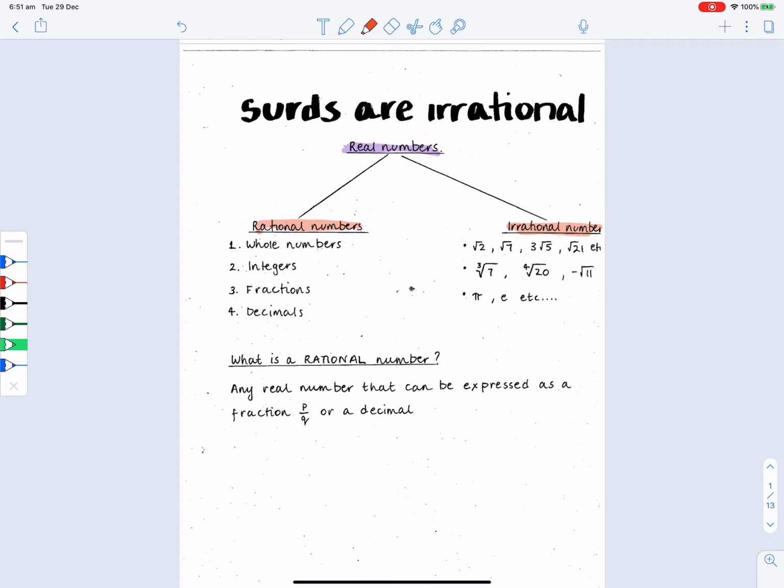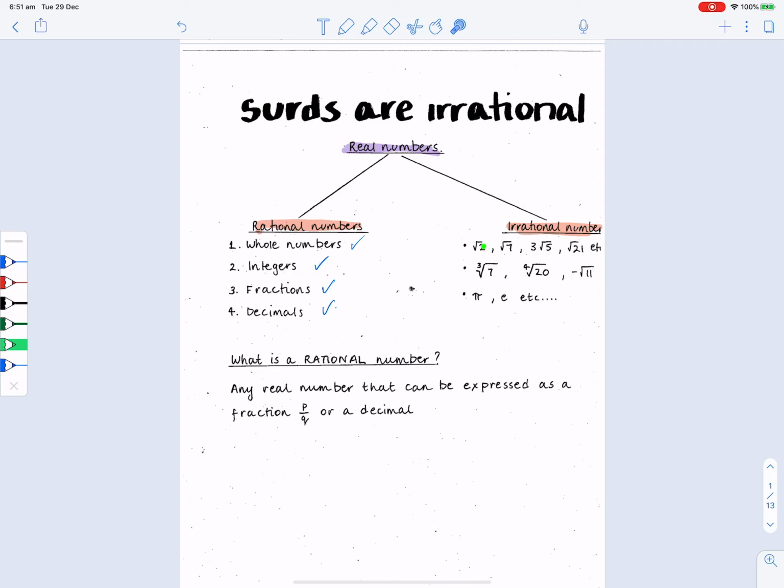So if you look at whole numbers, okay, whole numbers can be expressed as a fraction or decimal. Like if you've got the number 7, you can write it as 7 over 1 or 7.0. Integers like minus 10, that's a rational number. And of course, any fractions or decimals, okay? And irrational numbers, we have surds.